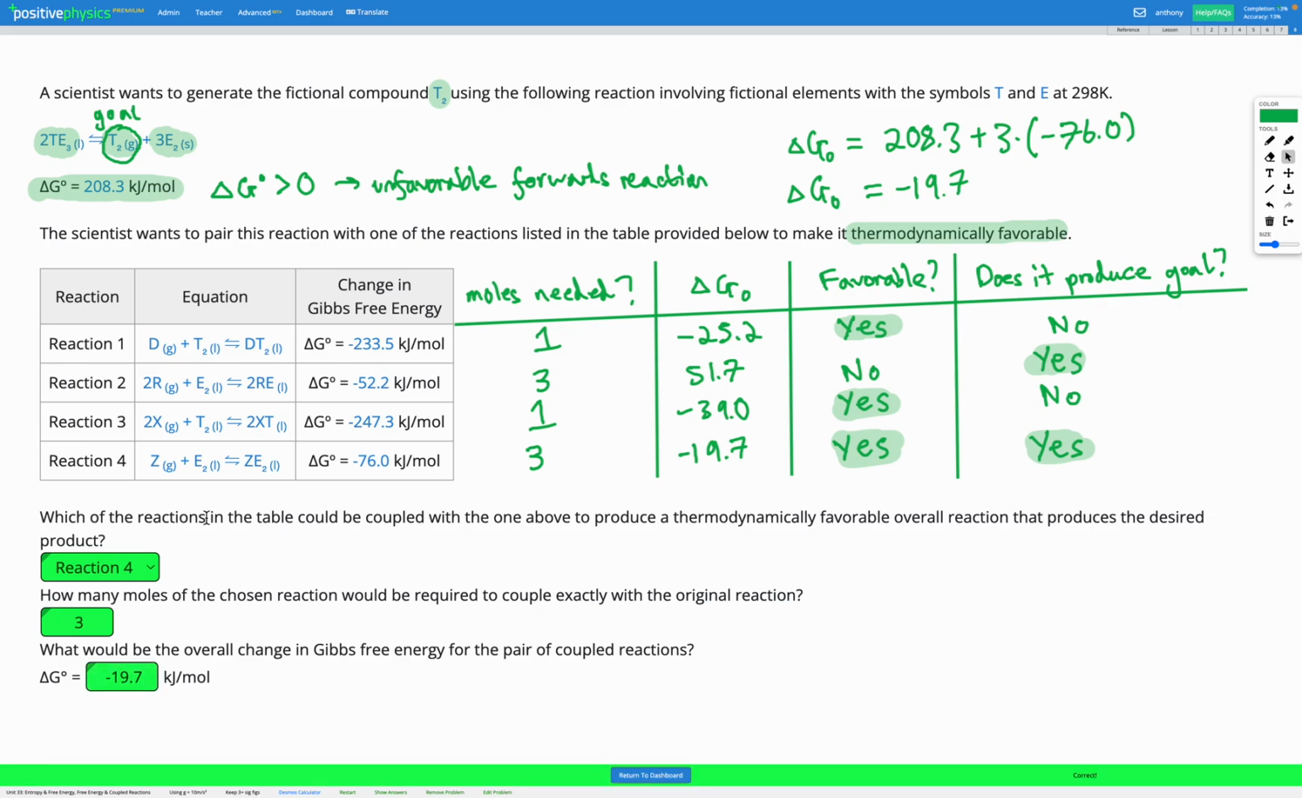So in this skill, you need to go through each of the reactions that are given to us and figure out how many moles of those we would need to pair with our given reaction. When we add together the delta G of our given reaction with the required number of moles of the delta G of our paired reaction, do we end up with a delta G naught less than 0? If yes, that's great because that means we have a favorable reaction. However, it also needs to produce our goal. Whatever the goal compound is in this question must be produced, which means it's not going to get used up in our paired reaction.